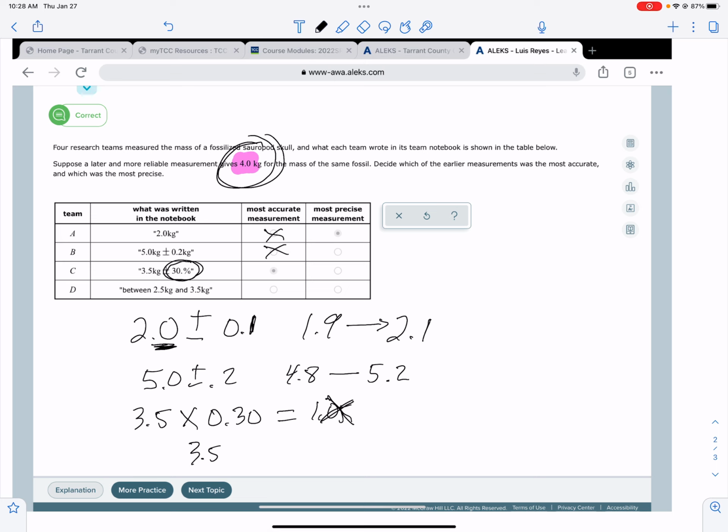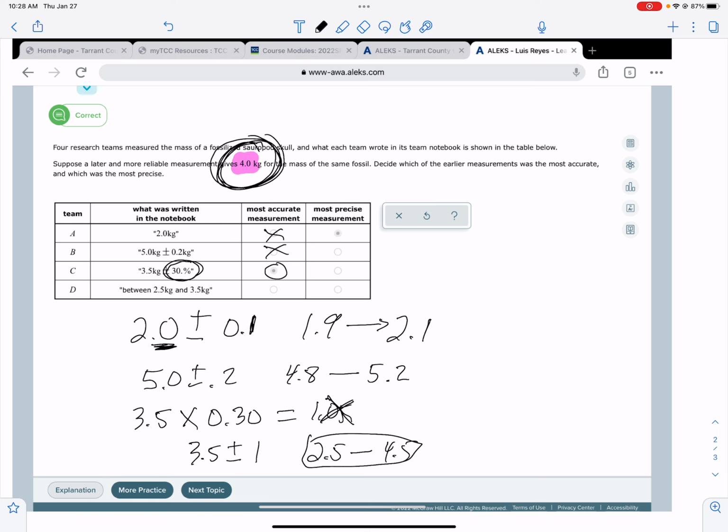So in reality, this is going to be 3.5 plus or minus 1. So this is going to go from 2.5 all the way to 4.5. So this one includes the value. Remember, our value is 4, right? So this is a possible candidate because the value is in there. Oh, and it's 0.5 away from the true value.